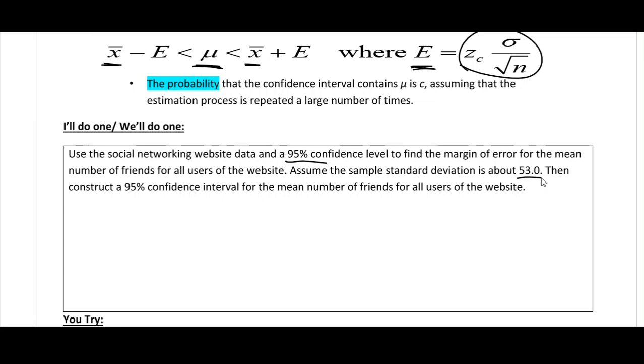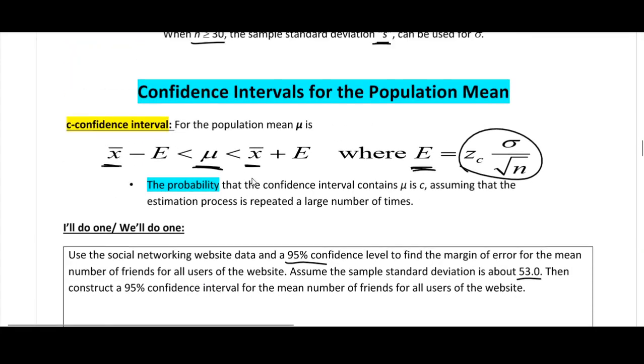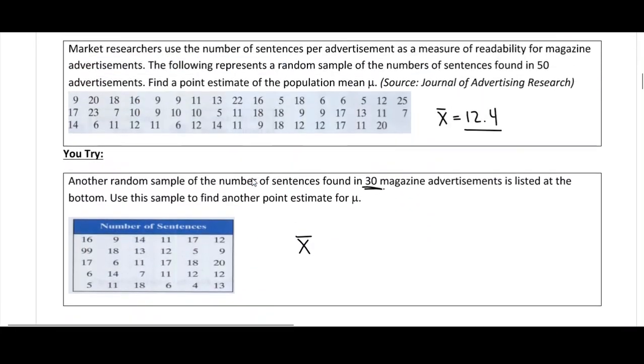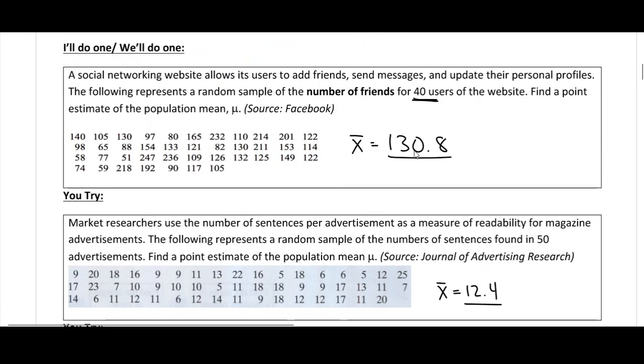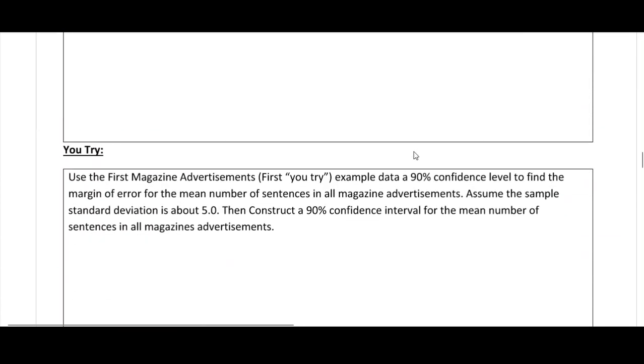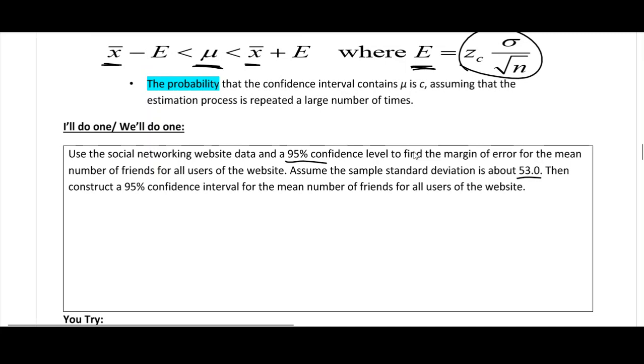Okay, so back on the first example at the very beginning, the social networking website had a point estimate, let me scroll back up there and take a look, of 130.8. So let's write that down. Our point estimate was equal to 130.8, okay? They've given us some more information here. We know that C is 95%, and we know the sample standard deviation is equal to 53. All right?